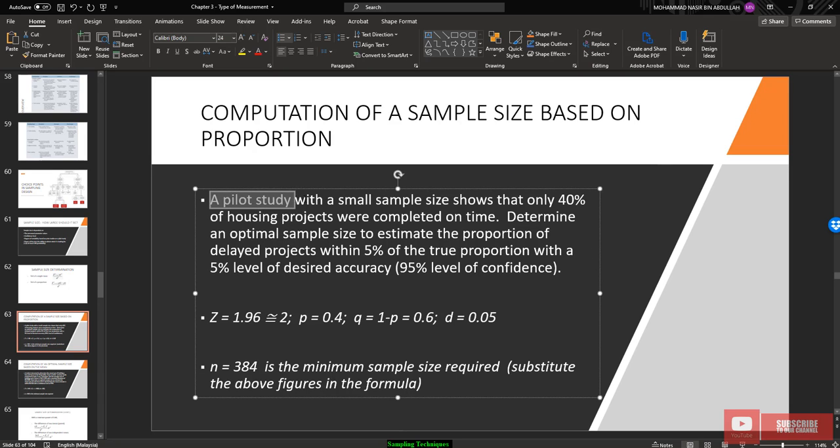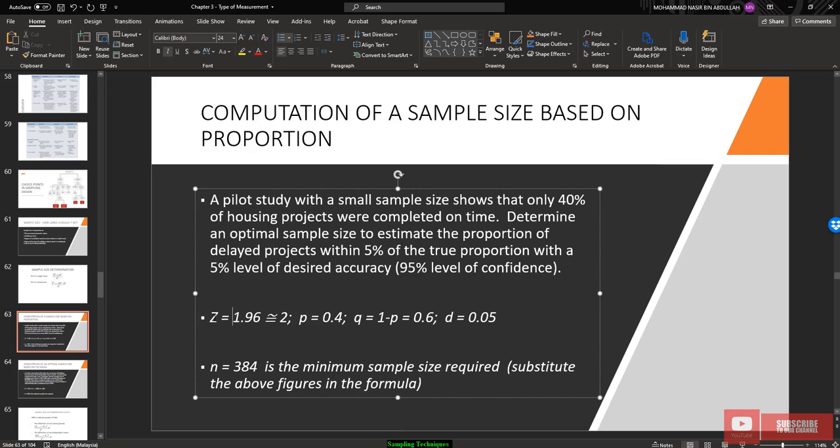A pilot study with a small sample size shows that only 40% of housing projects were completed on time. So this is the case. Determine an optimal sample size to estimate the proportion of delayed projects within 5% of the true proportion, with a 5% level of desired accuracy, 95% confidence.